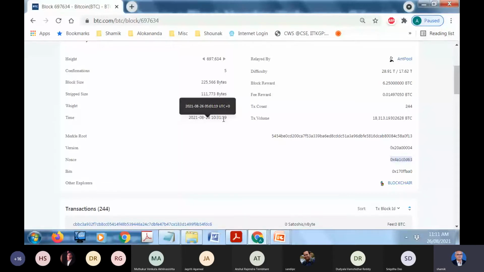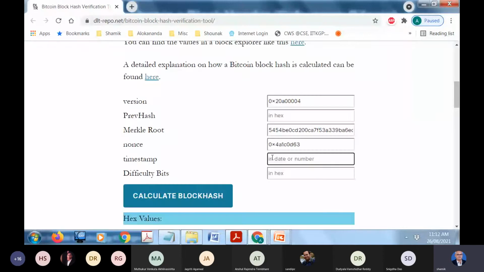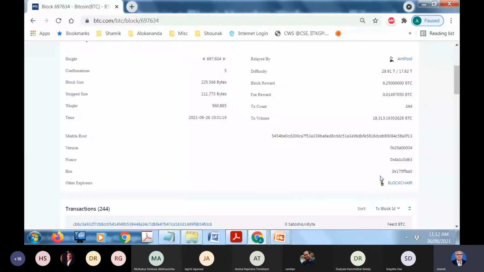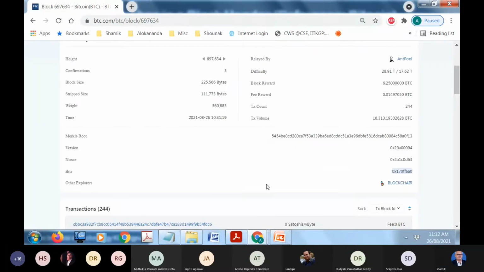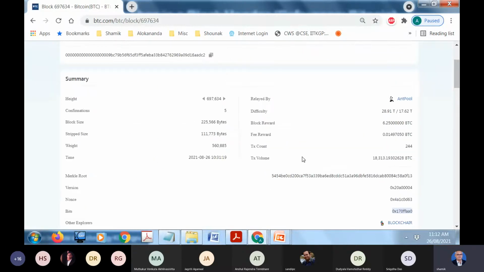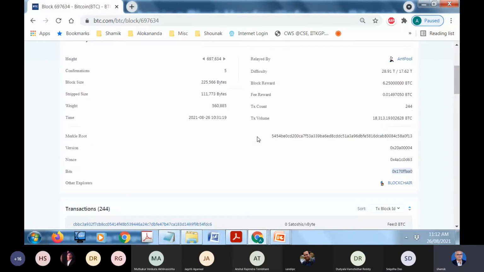And difficulty in bits. You see this bits that is given here, I pick it up. Sorry, this one is the bits. So I pick it up and paste it here. Now the previous hash. All these, you see, are there in the block header of the current block, which is 697,634. Up to this, everything I have picked up from here.